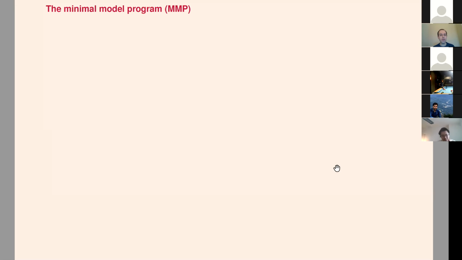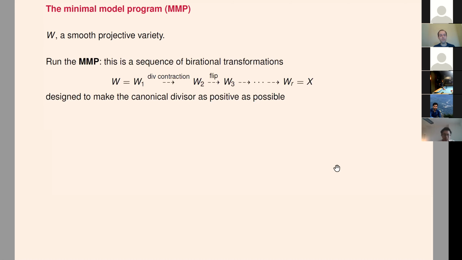Okay, now let me go back to the minimal model program. This is basically what I said in the previous lecture, but it's not bad to just remind you. Suppose that we take W a smooth projective variety. Then we'd like to run the minimal model program, which gives us a sequence of birational transformations.